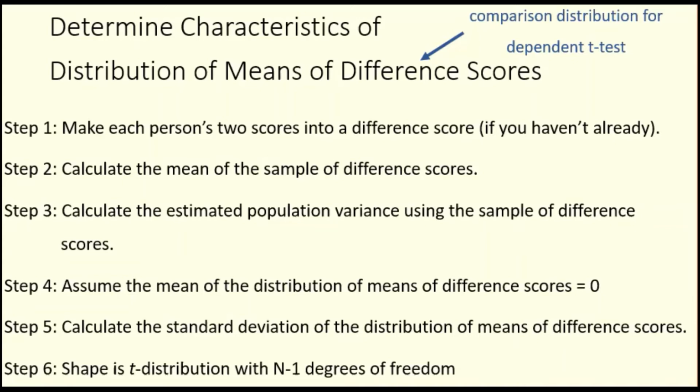to make sure that we've made each person's 2 scores into a difference score if we hadn't already. We want to calculate the mean of that sample of difference scores that we calculated. We're going to use that mean to calculate the estimated population variance using those difference scores. And then we're going to assume that the mean of our distribution of means of difference scores is going to be 0. Then calculate the standard deviation of the distribution of means of difference scores, and then determine our shape.